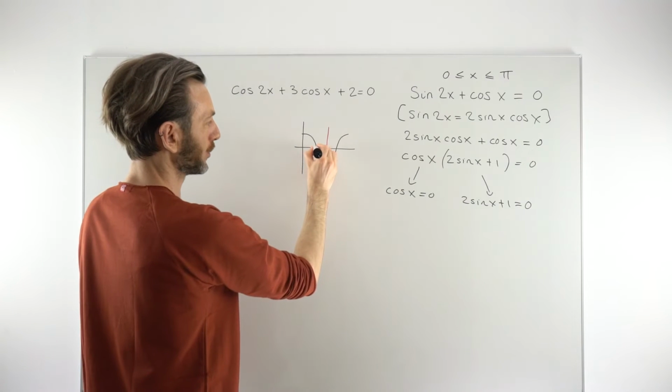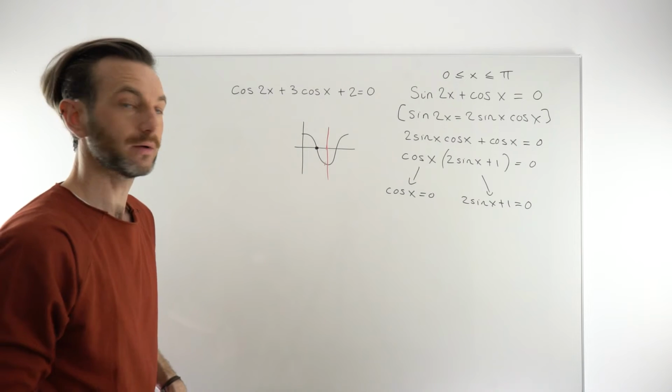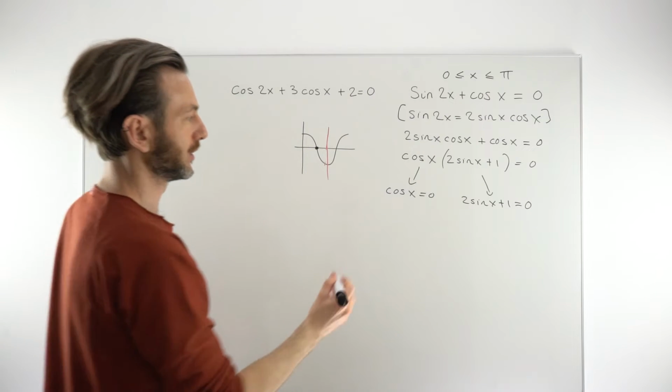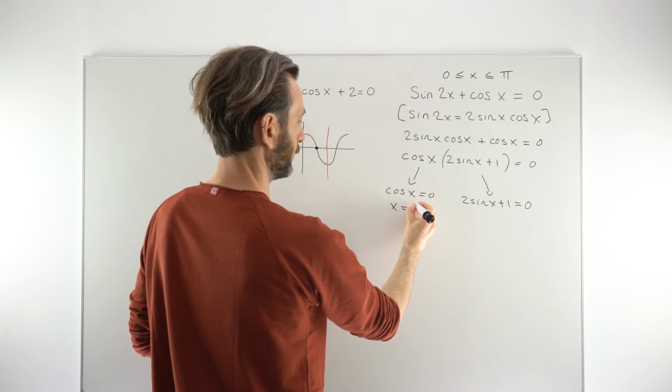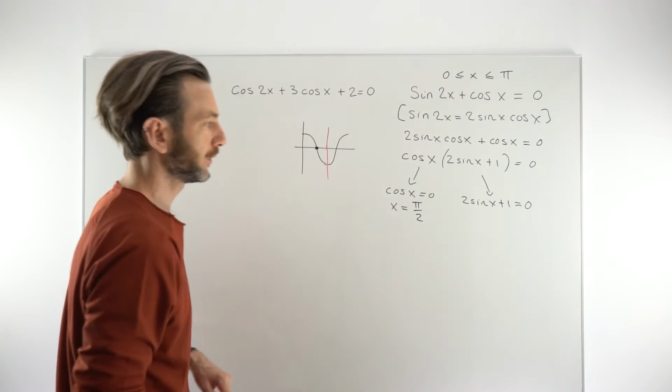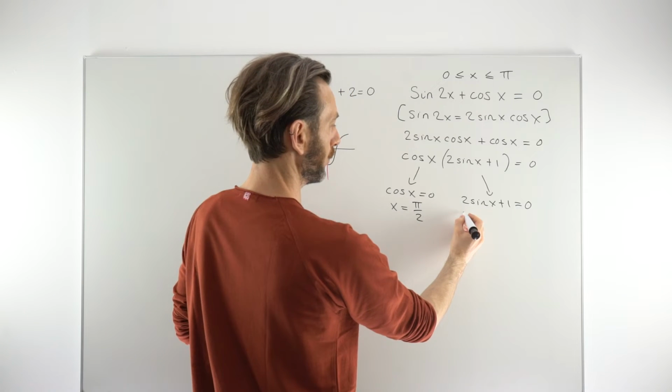So the only point where cosine is 0 is there. That's pi by 2, 90 degrees. So that tells us the only solution to this equation is x equals pi by 2. Okay, so turning to the other one, it'll require a little more algebra.